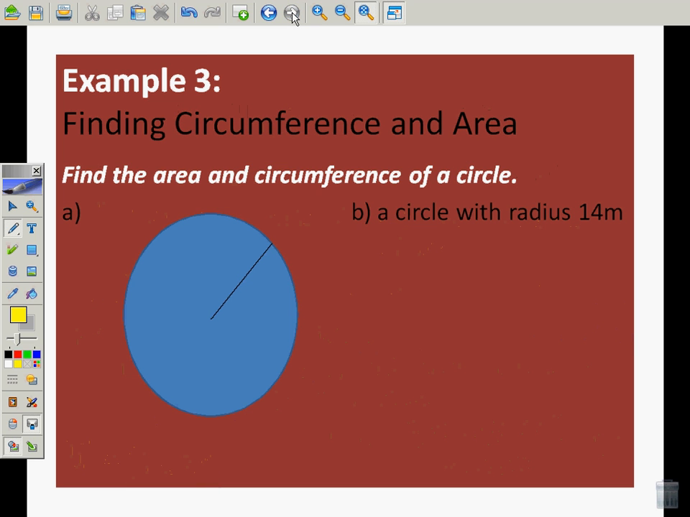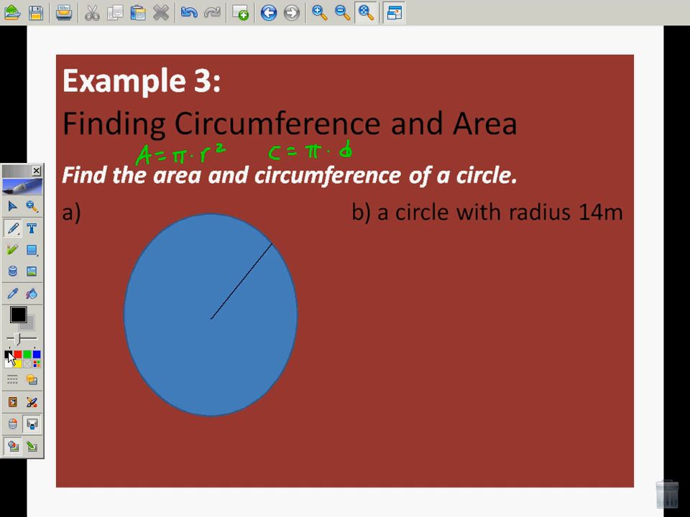Okay, next part, last part. We're going to find the area and circumference of a circle. But here's what I'm going to do first, guys, because I'm being a smart student here. Circumference is pi times diameter. Okay, area, pi times radius squared. You see how I did that? I wrote the formulas up there.